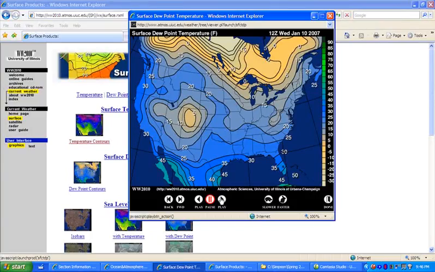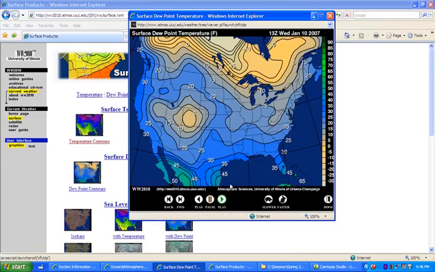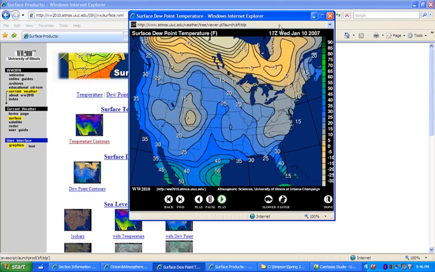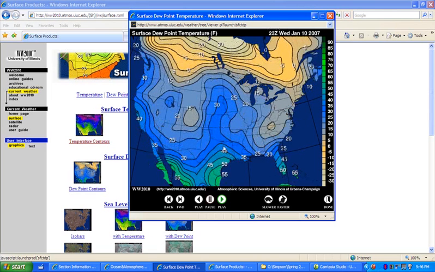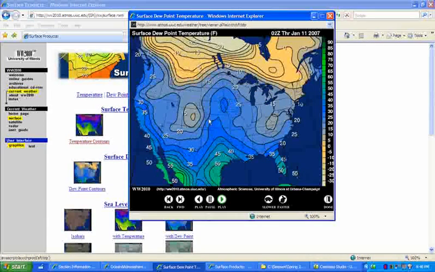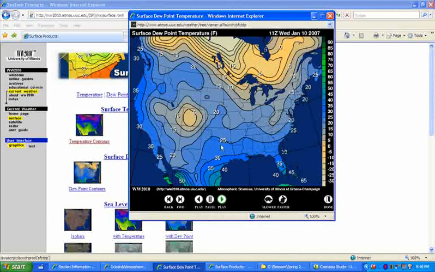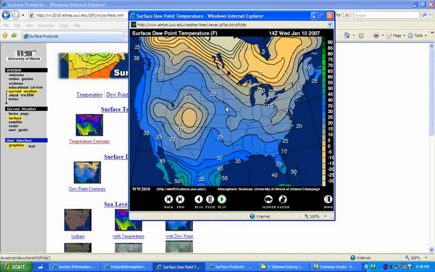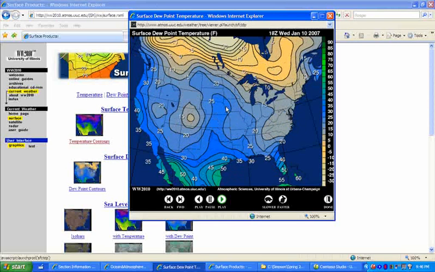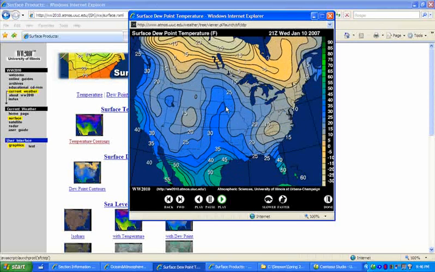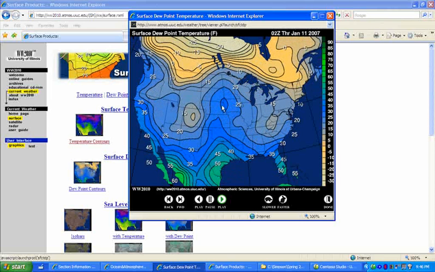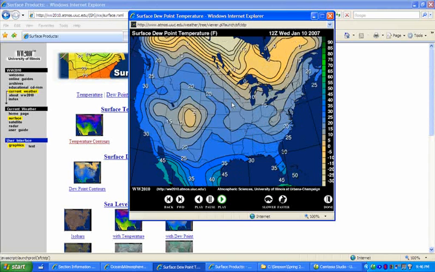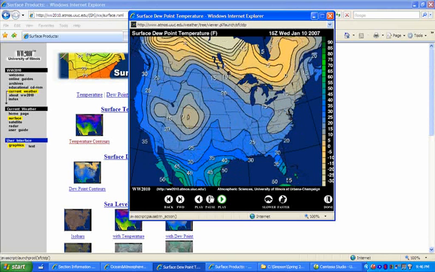Let's go ahead and animate this and see how dew point changes as we go through the day. Notice the time changing up here at noon. Dew points are in the 20s. Now notice this large area of 30-degree dew points moving up. Recall from the first lecture I said that dew point temperatures are an indication of moisture. So we're beginning to move moisture up into Iowa. And in fact, we get 30-degree dew point temperatures here in Iowa.